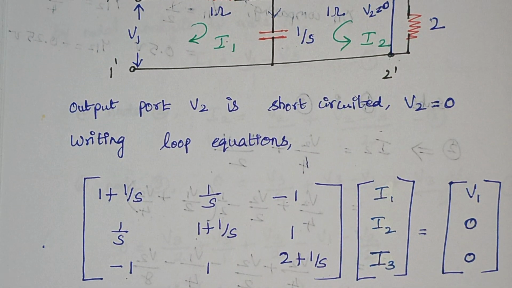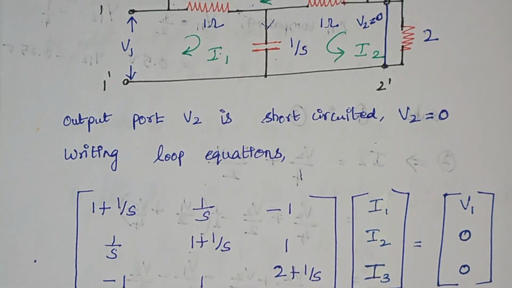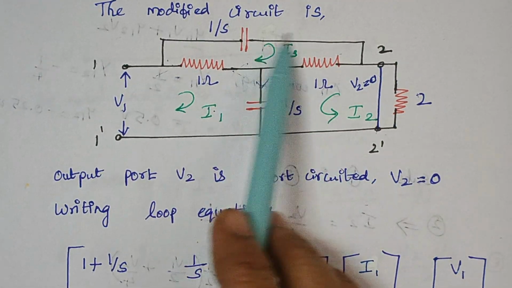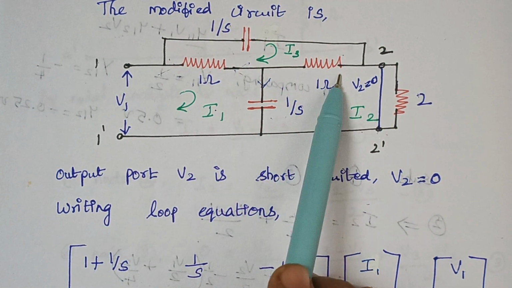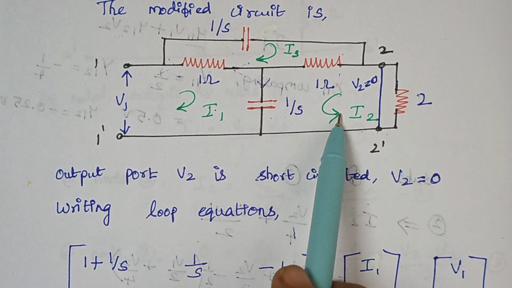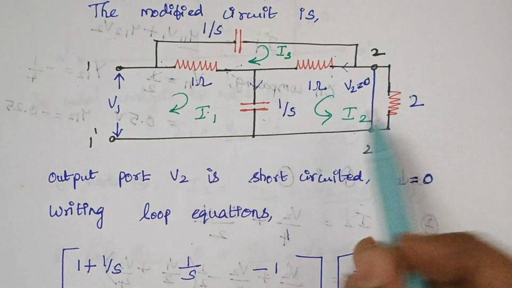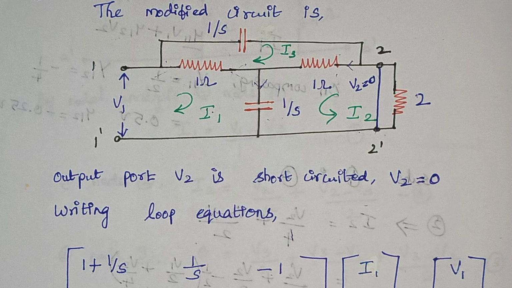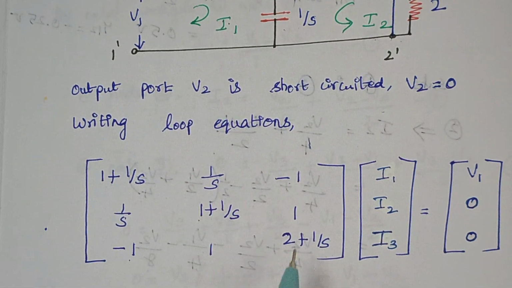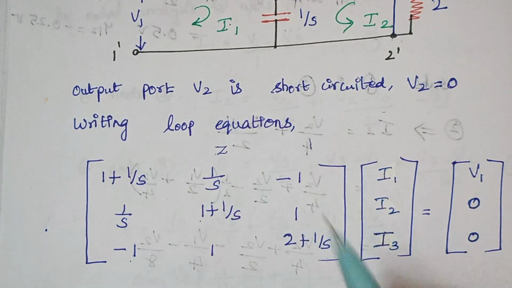Now we look at the element which is common to loop 2 and loop 3. This is your loop 3 and this is your loop 2. The common element is 1 ohm. I2 flows through this 1 ohm like this, and similarly I3 also flows in the same way. Therefore here we simply write it as 1 and 1. So this is your matrix of impedance values.